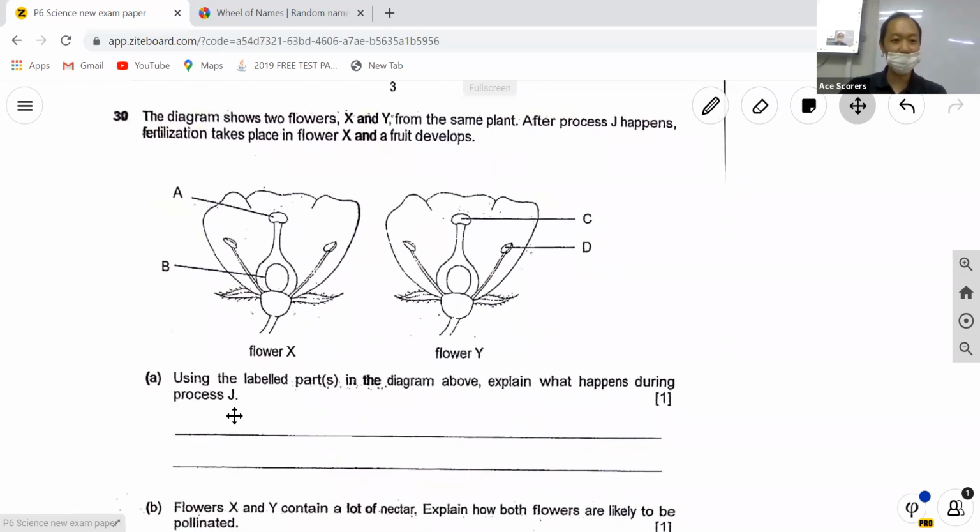Alright, come, 38. The pollen grains from D during process J. D? Oh, D, yeah, D. Very good. So let me type it out, alright? The pollen grain D will land on A.